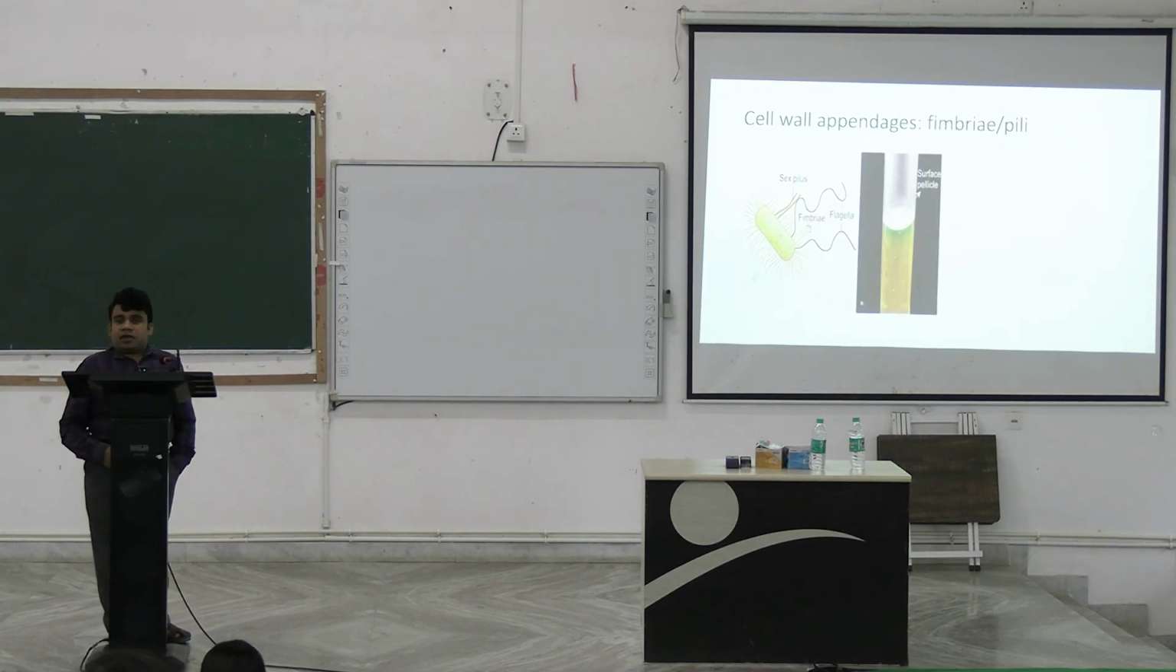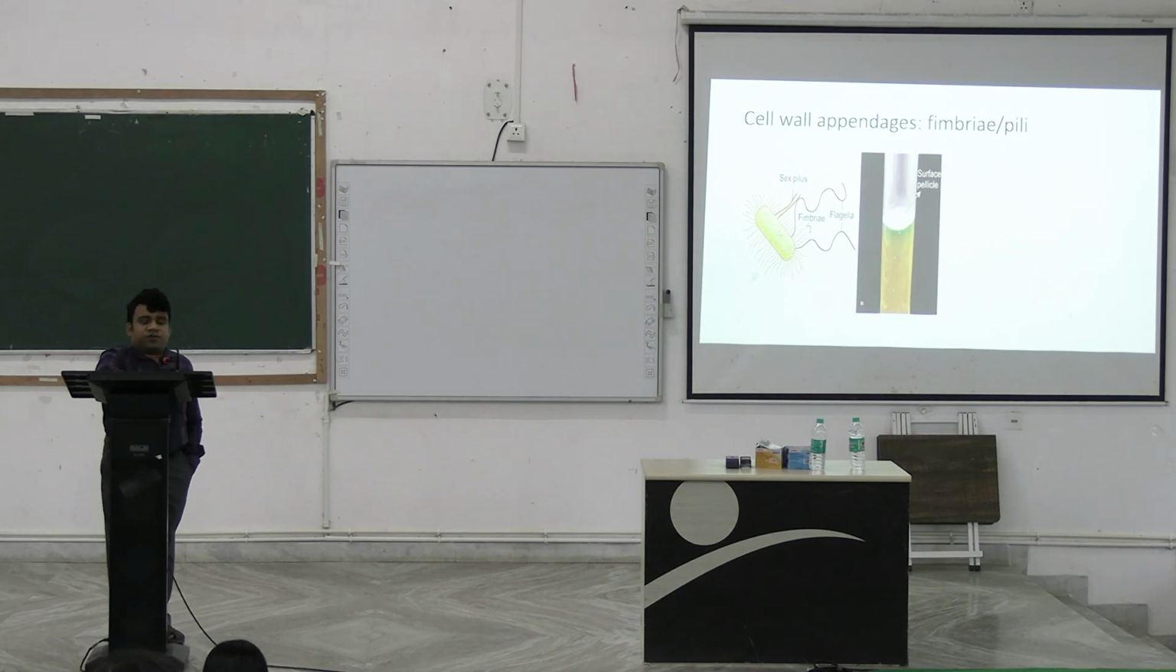Other than flagella, if you remember, there are many thin hair-like structures all around the bacteria. These are called Fimbriae or Pili. Now they have a very specific function. The most important function is, any idea? It is called adhesion. Okay. Let me give you an example. I think you have heard about Escherichia coli. This is a very common bacteria and it is very commonly implicated as a cause of urinary tract infections.